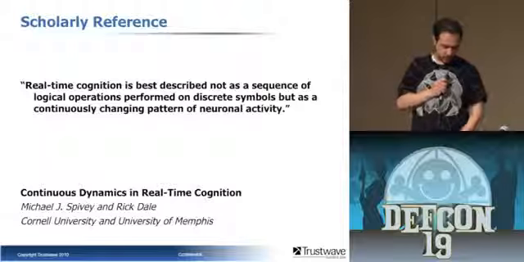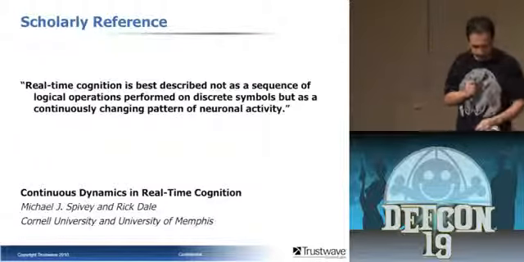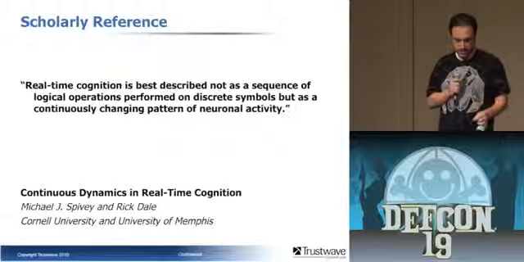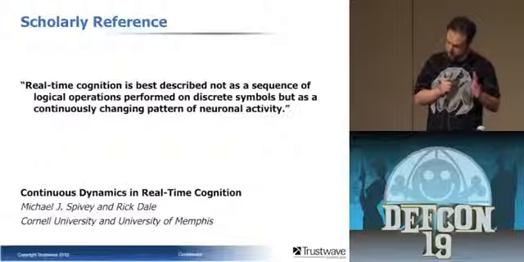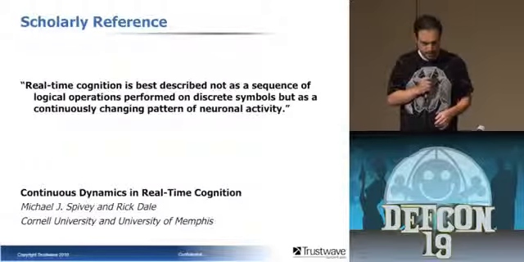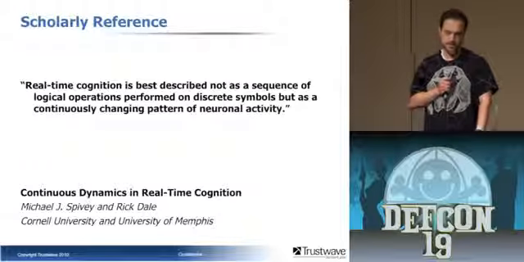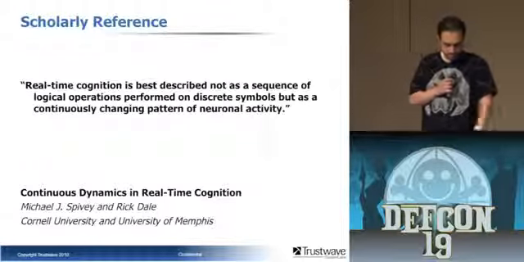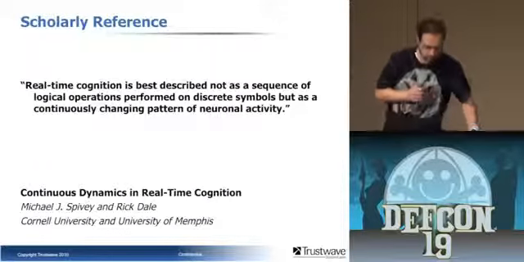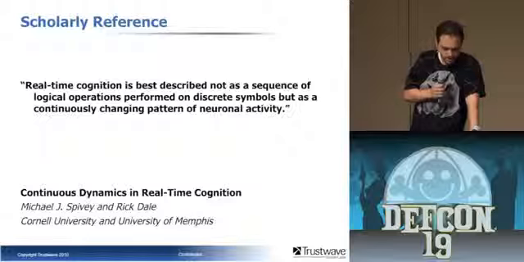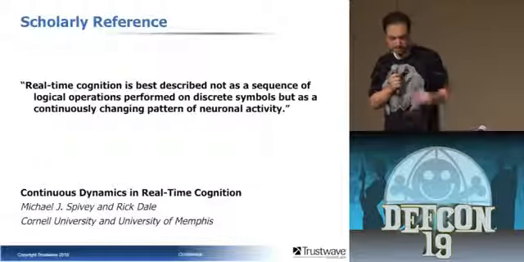Here's the scholarly reference that I think means what I think I'm talking about: real-time cognition is best described not as a sequence of logical operations performed on discrete symbols, but as a continuously changing pattern of neuronal activity. This is from Michael Spivey, who got cited at DEF CON, and Rick Dale of University of Memphis and Cornell University. What I take away from that is it's a flow.